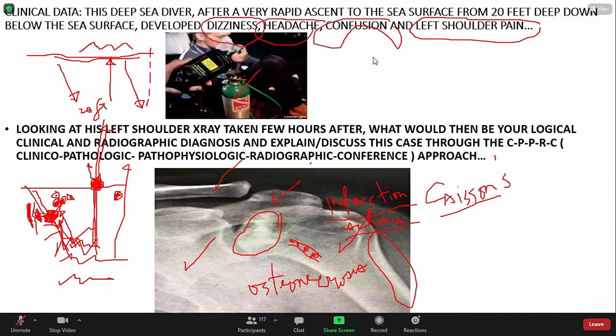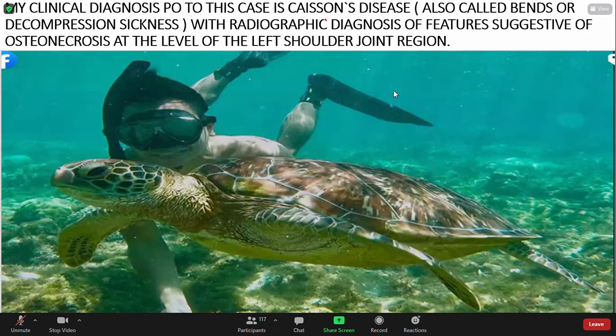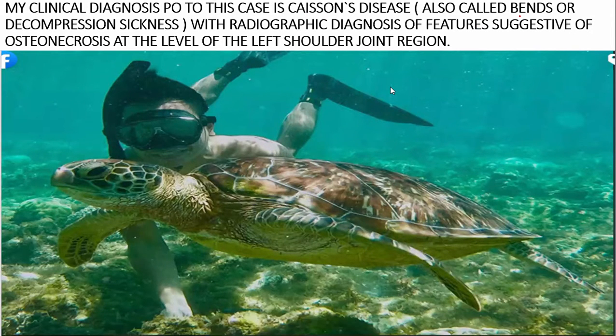My clinical diagnosis in this case is Caisson's disease, also called the bends, or decompression sickness, with a radiographic diagnosis of features suggestive of osteonecrosis at the level of the left shoulder joint region.